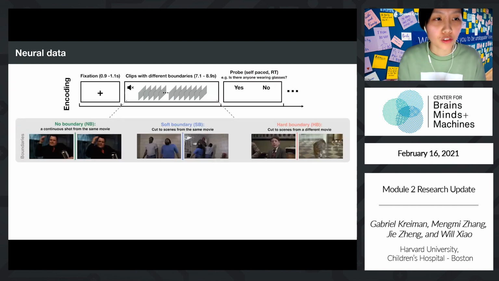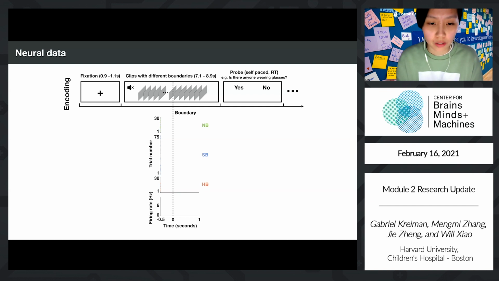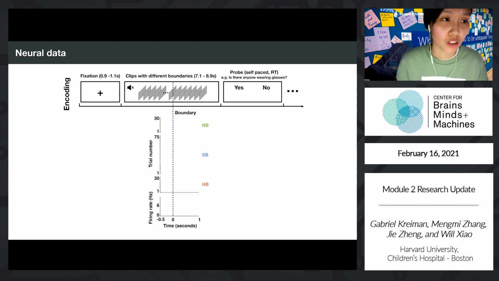As I mentioned before, during the encoding session, subjects were watching a series of clips embedded with different types of boundaries. So the first thing we look at in the neural data is whether any neuronal activity is able to differentiate these different types of boundaries. Here I'm showing a raster plot, a neural data plot we generated for each individual neuron we detected. Among all the neurons we recorded so far, we found two types of neurons actually signaling the different types of boundaries we mentioned before.